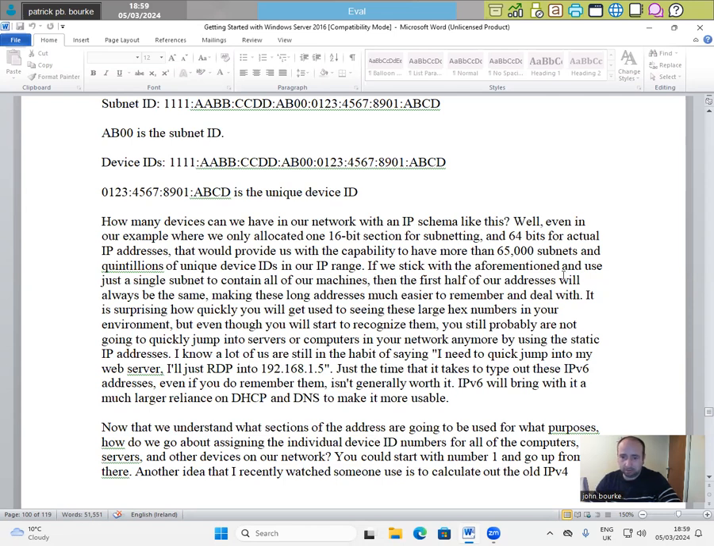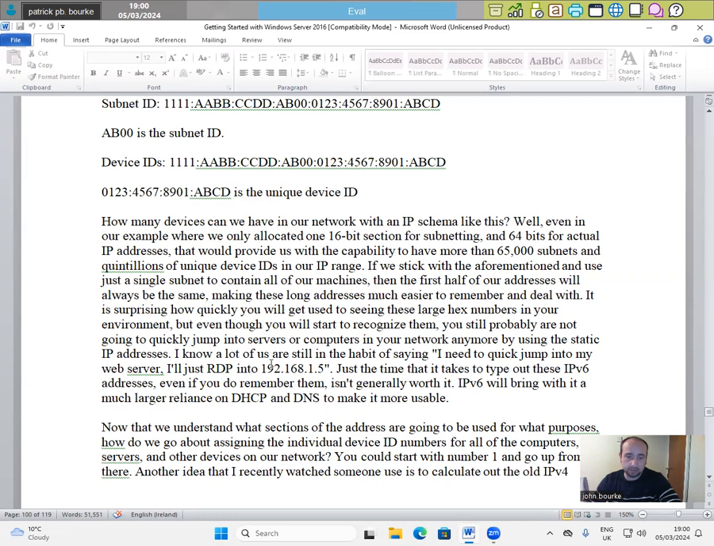If we stick with the aforementioned and use just a single subnet to contain all of our machines, then the first half of our address will always be the same, making these long addresses much easier to remember and deal with. It is surprising how quickly you will get used to seeing these large hex numbers in your environment, but even though you will start to recognize them, you will still probably not be quickly jumping into servers or computers in your network anymore by using the static IP address.